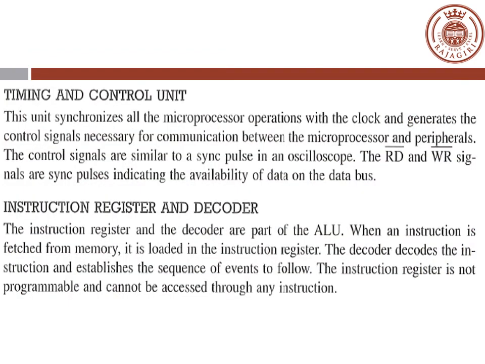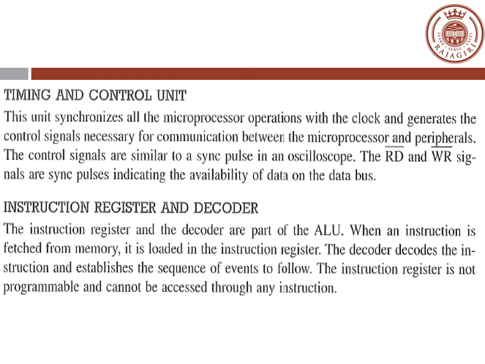The timing and control unit. As we have seen earlier, this timing and control unit provides the necessary synchronization and control signals for the communication between the microprocessor and the peripherals. We are seeing the different control signals as well as the status signals that are generated by the timing and control unit, and the instruction register and decoder.